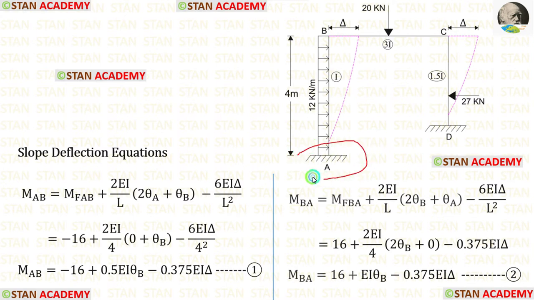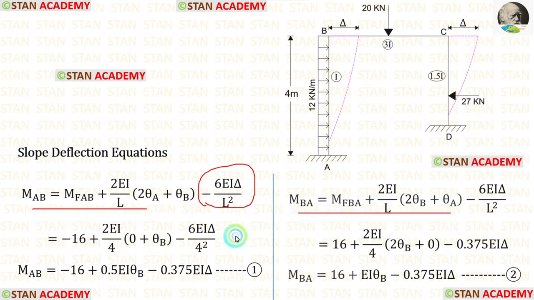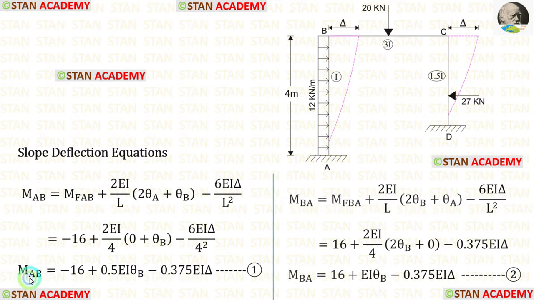At the point A, there is a fixed support. In the fixed support, there will be no slope. So theta A will be 0. The moment due to sway will be the same for both of the equations. So we can simply apply this value here. No need to calculate again for MBA. Finally, in the column AB, we have made two equations.